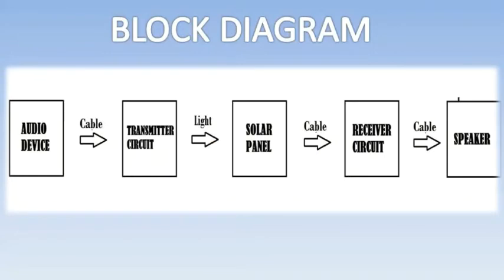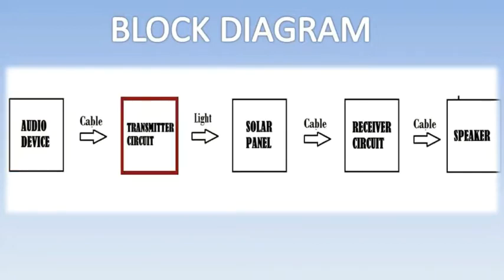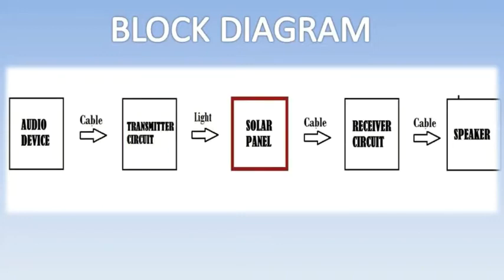The unit is divided into 4 sections: the input unit, the transmitter unit, the receiver unit, and the output unit. The input unit is basically any device like a mobile phone, tablet, or laptop on which music is being played. The audio input is transferred to the transmitter unit through a cable. The LED present in the transmitter circuit transmits the data from the input unit to the solar panel through light.